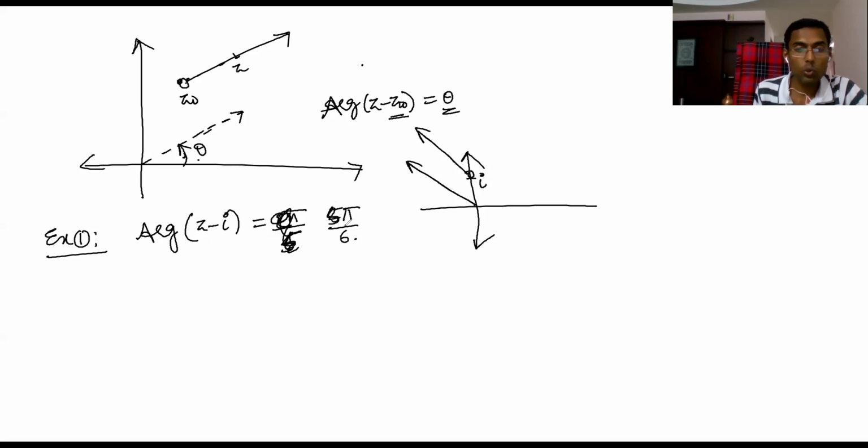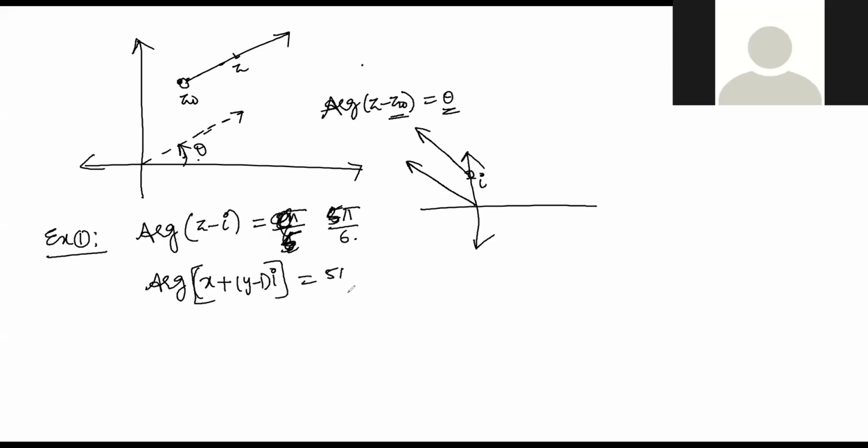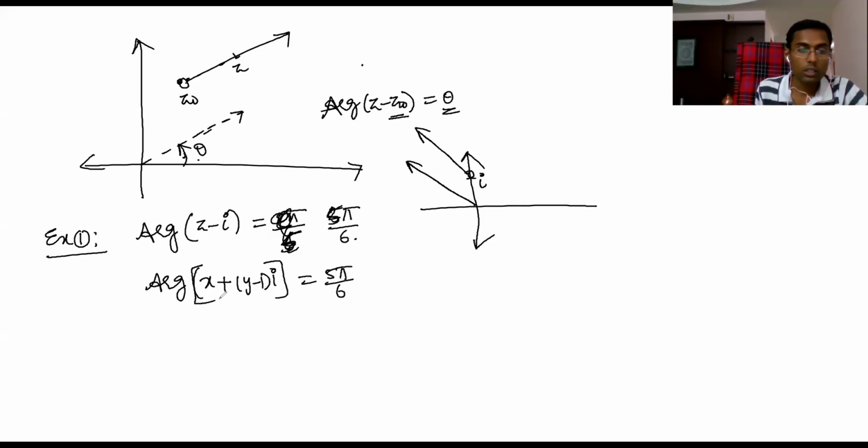If you do it geometrically also, you get it. So 5 pi by 6 is in the second quadrant. Therefore, argument of x plus i(y minus 1) equals 5 pi by 6. Because it is 5 pi by 6, the x coordinate is less than 0 and the y coordinate is greater than 0. What is the y coordinate? y minus 1 is greater than 0.